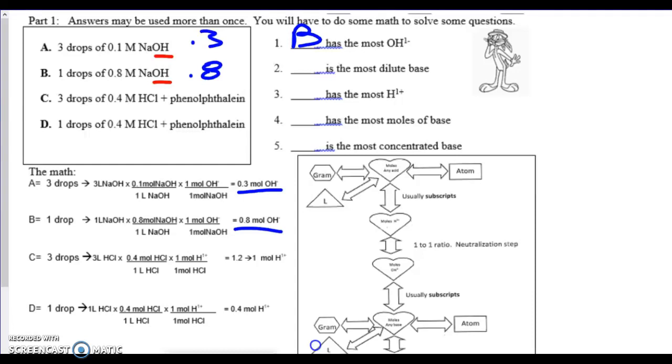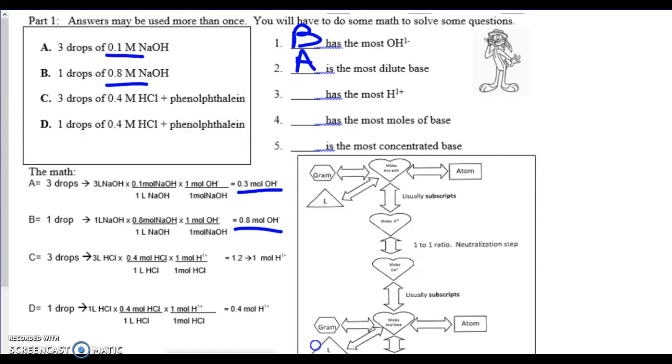What is the most dilute base? Well, dilute and concentrated all have to do with molarity, so it's all about the molarity. Drops have nothing to do with it. This one's a 0.1 molar, this one's a 0.8 molar. Which is the most dilute? The 0.1. So the answer is A for that one.